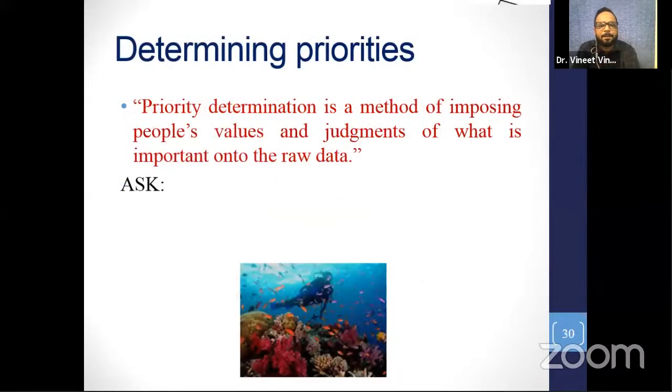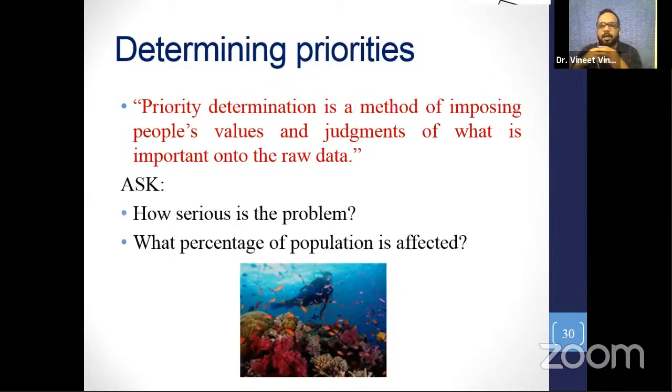Coming to determining priorities. Now, priority determination is a method of imposing people's values and judgments of what is important onto the raw data. Now, what is a priority? What is the first thing first? What is the first thing you want to do? It's a method of imposing people's value and judgment of what is important.